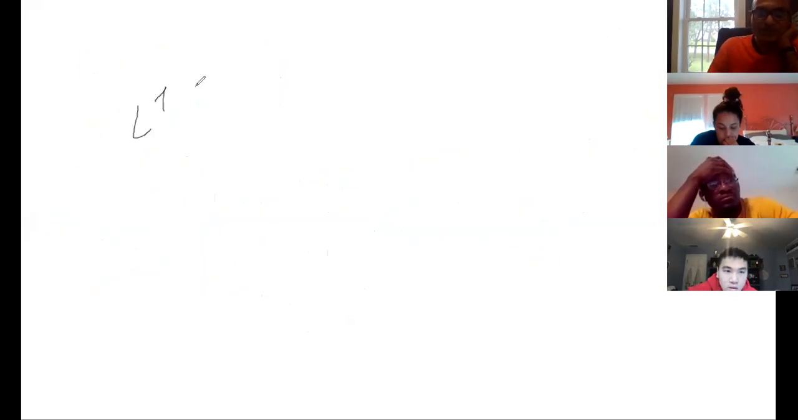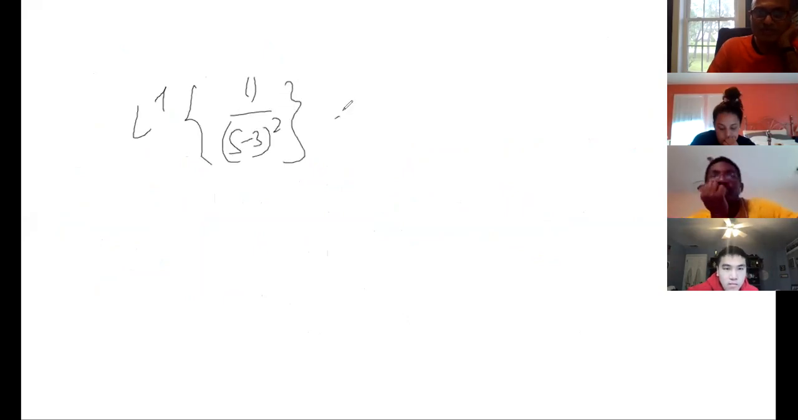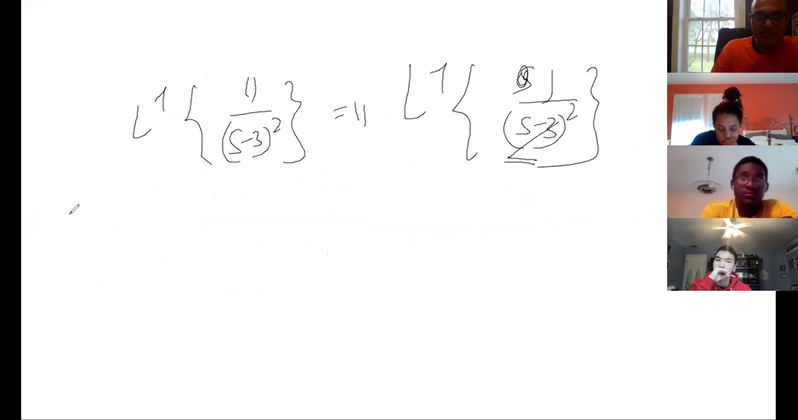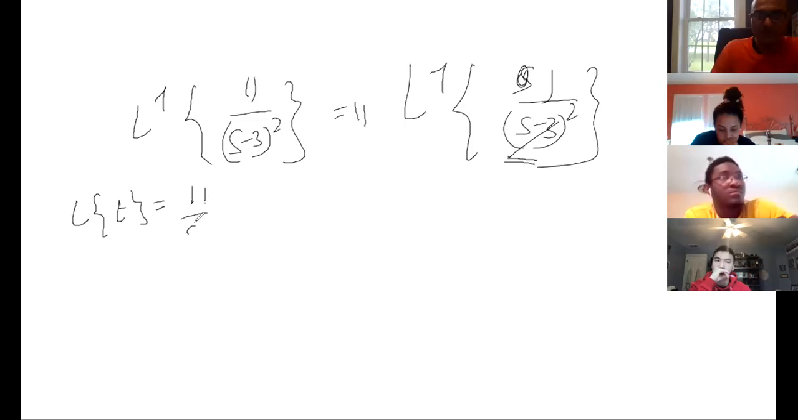So, inverse Laplace transform of 1 over (s minus 3) squared. Take the 1 out, and we need the inverse Laplace transform of 1 over (s minus 3) squared. Now, which function gives me s squared? Guys, please make sure here. Which function gives me s squared? Forget about minus 3. You know that the Laplace transform of t is 1 factorial over s squared. Agree? 1 over s squared.